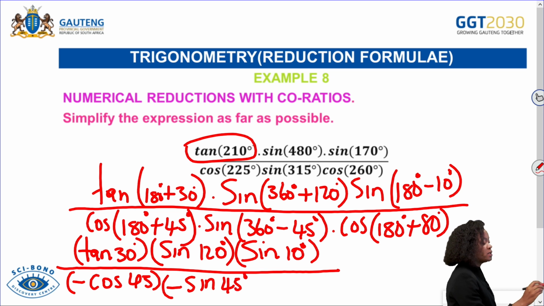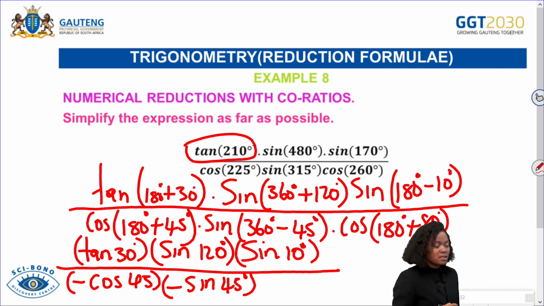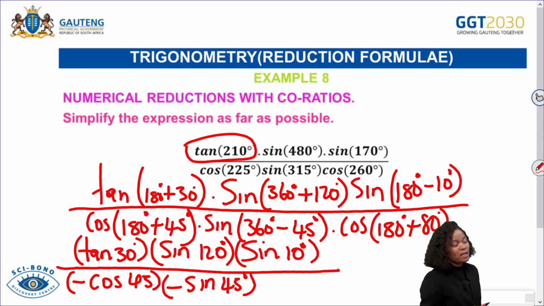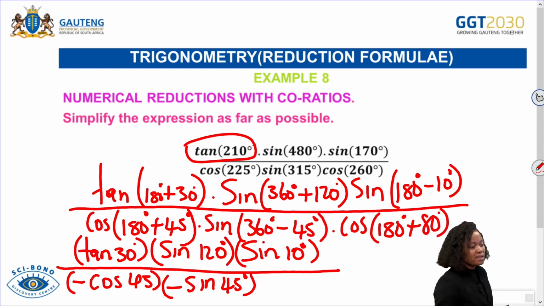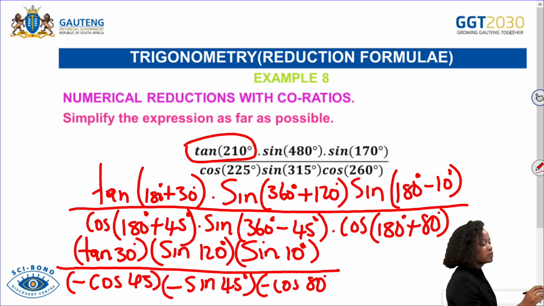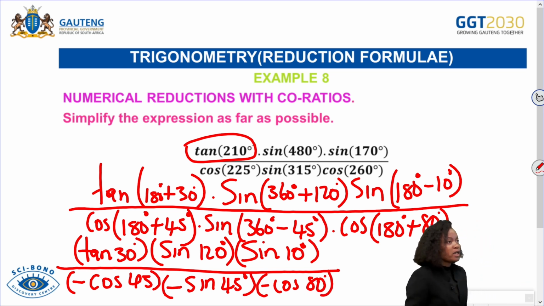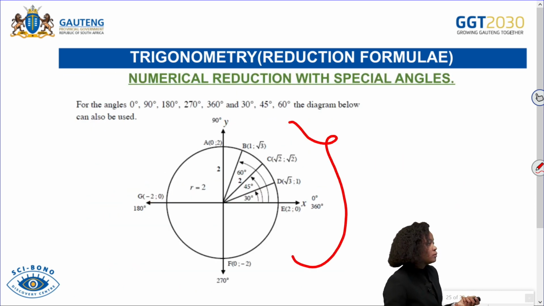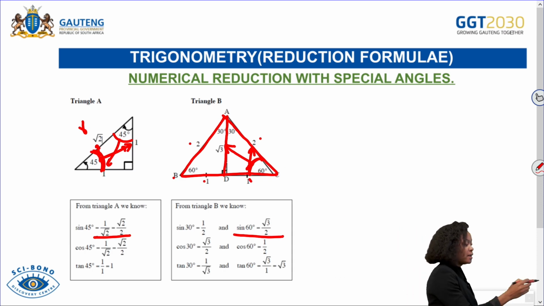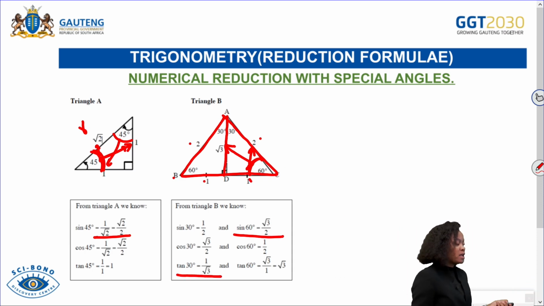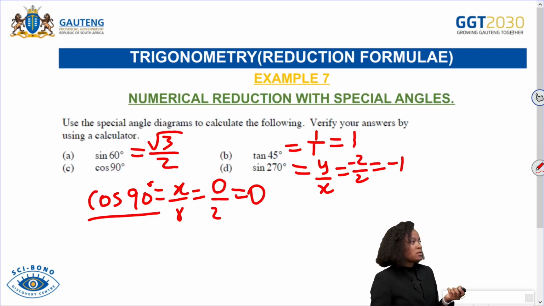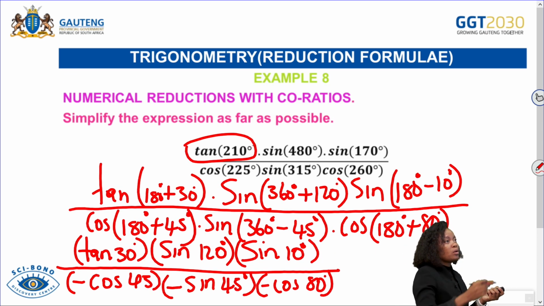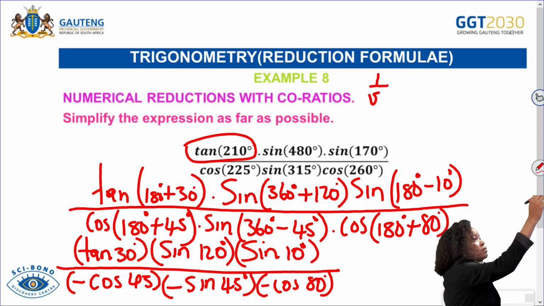sine 45 degrees. And then 180 degrees plus an angle, it's in quadrant 3. And in quadrant 3, cos is going to be negative. So you'll get negative cos of 80 degrees, right? Okay, so now we need to change all of this. So we said tan 30 degrees. Let's check. We said tan 30 degrees, it's going to be given as 1 all over root 3, right? So you write it as 1 all over root 3.